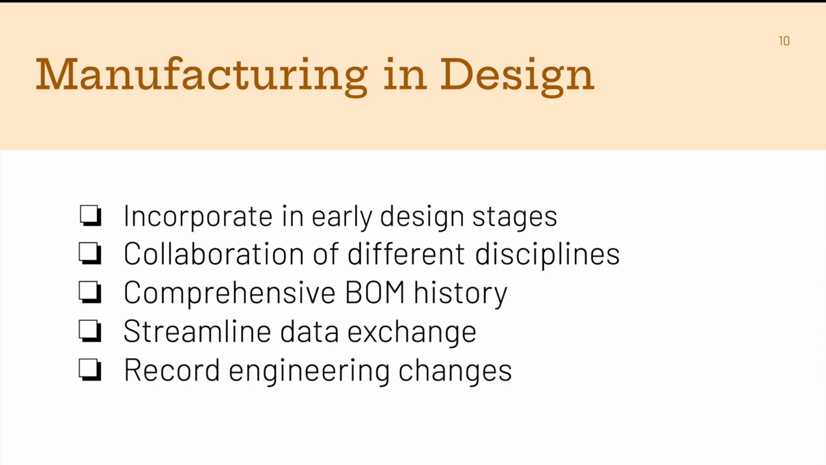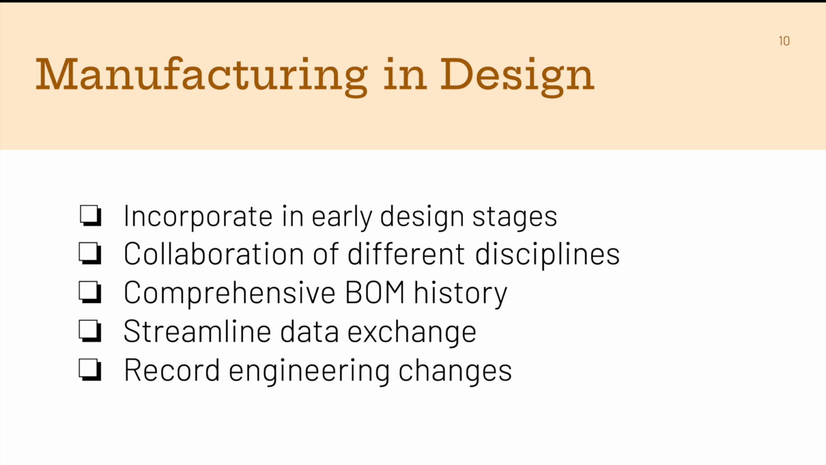The second topic is going to be designing for manufacturability. So during the design process, things you're going to want to keep in mind are incorporating this early in the design steps. You don't want to get to the end of the design and have to go back and change your whole design in order to make it easier to be manufactured.